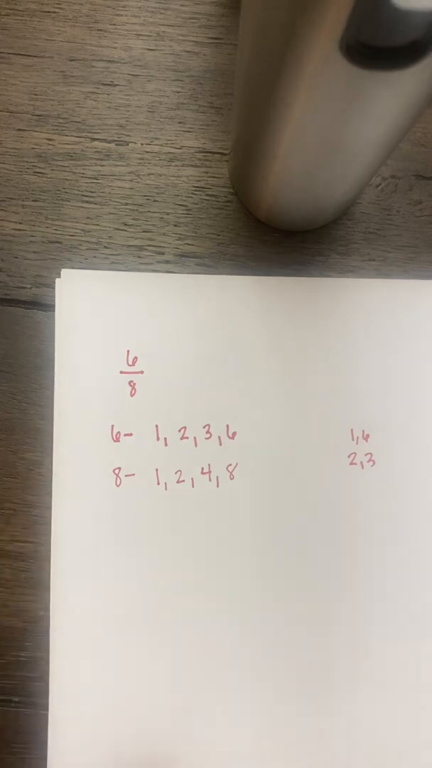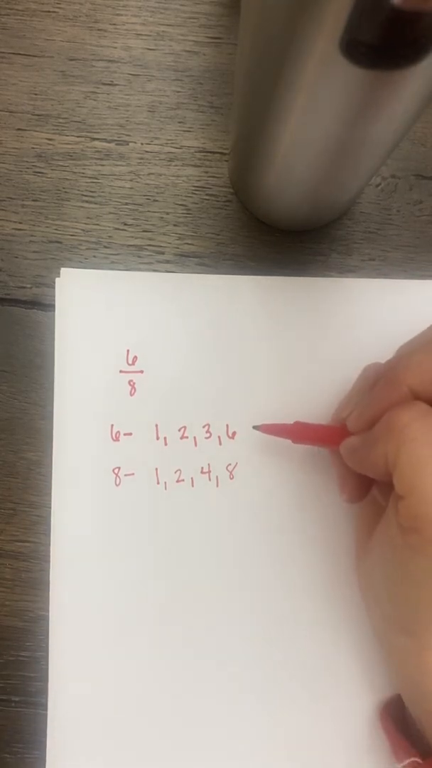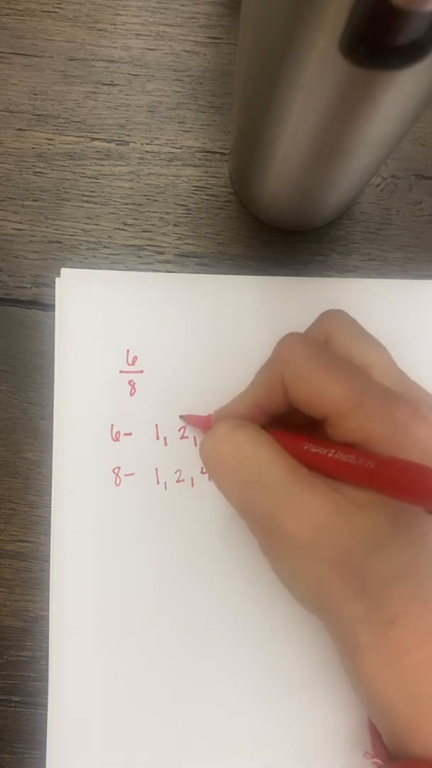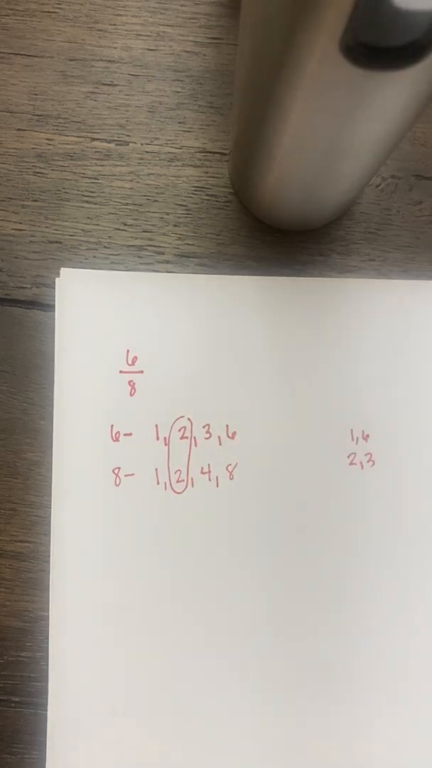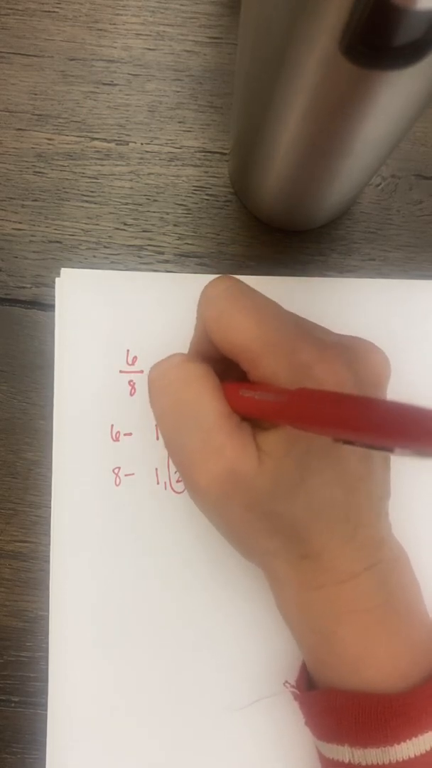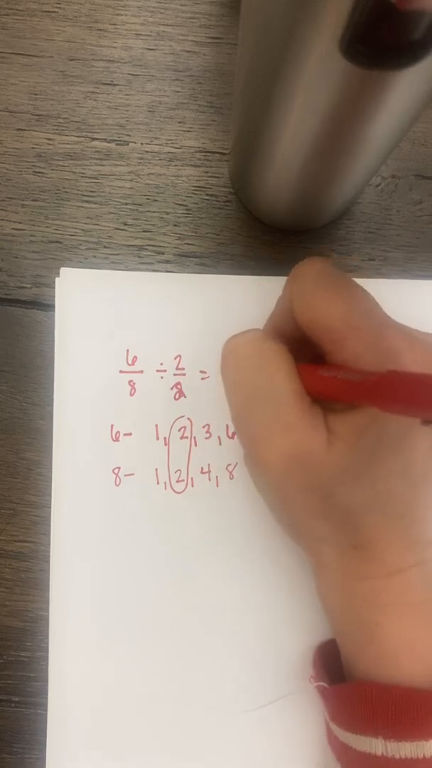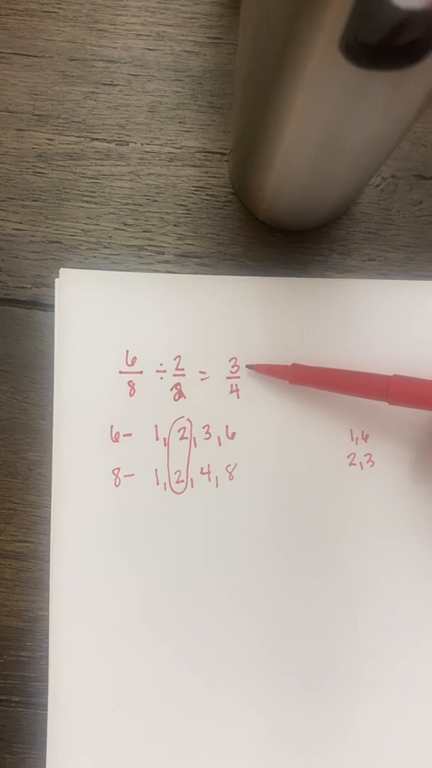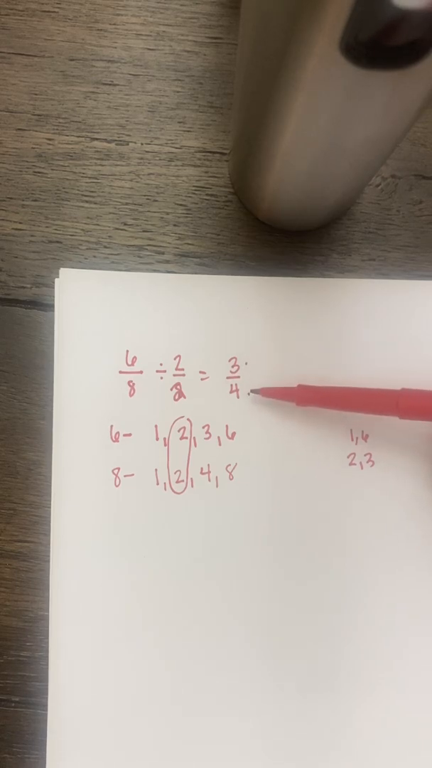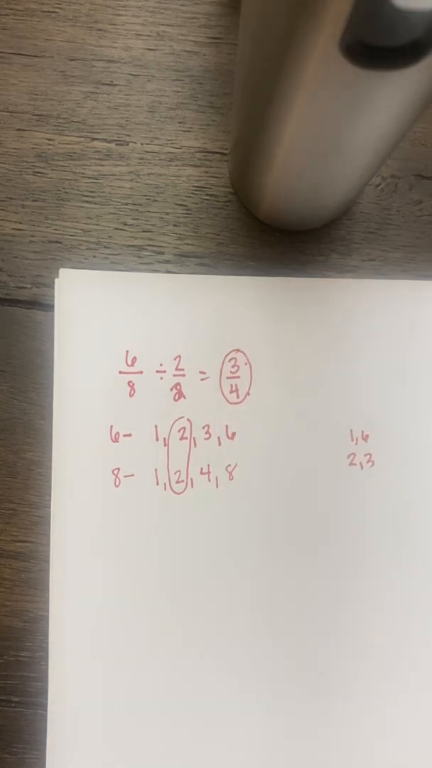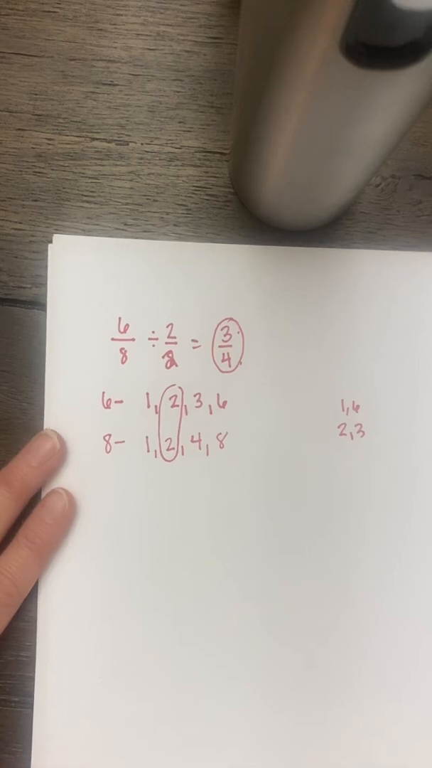So I am looking for factors that they have in common. It's easiest if you find the biggest one that they have in common first. Well, 6 and 8 can both be divided by 2. So if I divide 6/8 by 2 over 2, that gives me 3/4. Remember we said if a fraction's numerator and denominator are only 1 digit apart, then it's in simplest form. So we have achieved our goal of putting that fraction in simplest form.